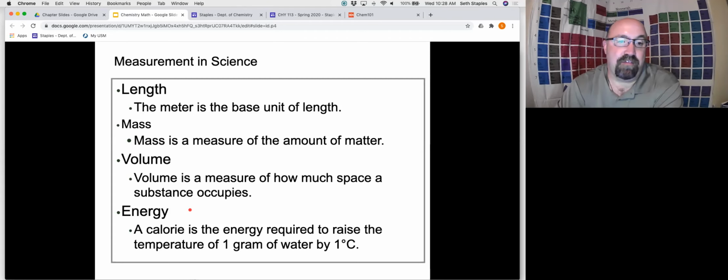And here's a lot of that information that I just talked about. The meter is the base unit for length. We talked about mass in the last lecture, that it's a measure of the amount of matter in a substance. Volume is how much space that substance will occupy. And then we'll save energy and talk about that a lot more later on in the course.